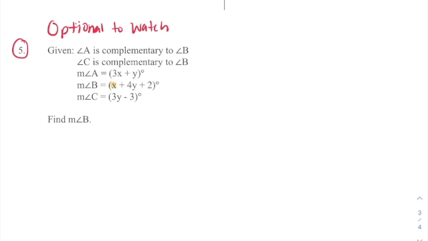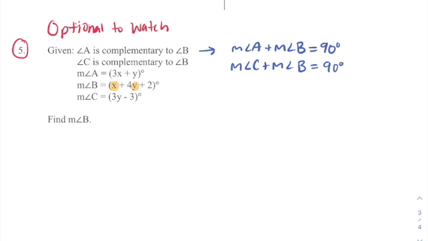Well, when I look at that, it looks like I will need to determine what x and y are in order to do this. In the context of an algebra problem like this, where we're solving for something rather than proving, it's helpful to think about the definition of complementary in terms of the measures adding to 90. This would mean the measure of angle A plus the measure of angle B is equal to 90 degrees. This also means the measure of angle C plus the measure of angle B is equal to 90 degrees. This allows us to create some algebraic statements and some equations to get started with this problem.